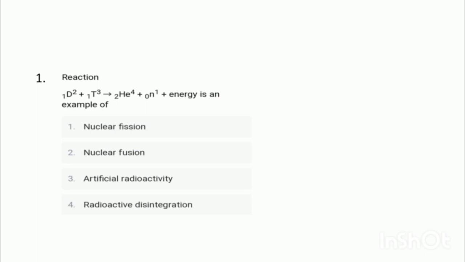Question number 1. The combination of deuterium and tritium gives a stable nucleus of helium, and energy equal to 17.6 milli-electron volt is liberated. Find which type of reaction it is. Option 1, nuclear fission. Option 2, nuclear fusion. Option 3, artificial radioactivity. And the fourth option is radioactive disintegration.